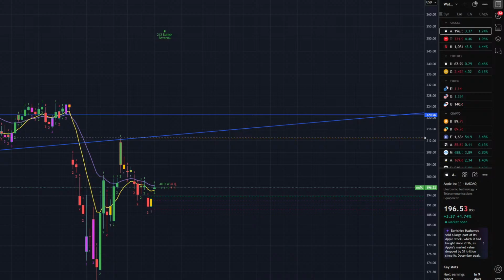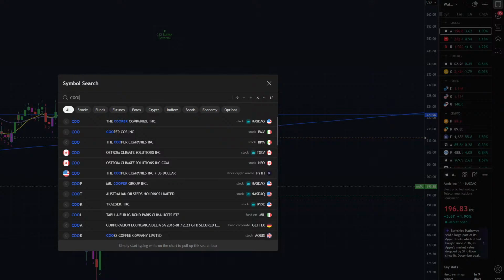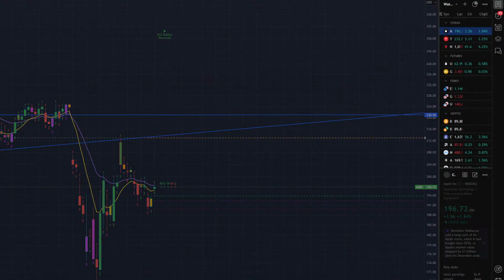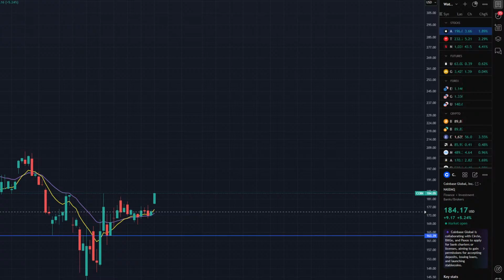We got a few more minutes. See how this plays out. Getting an alert on COIN. Yeah, COIN is just pushing. Yeah, I think it's not stopping.